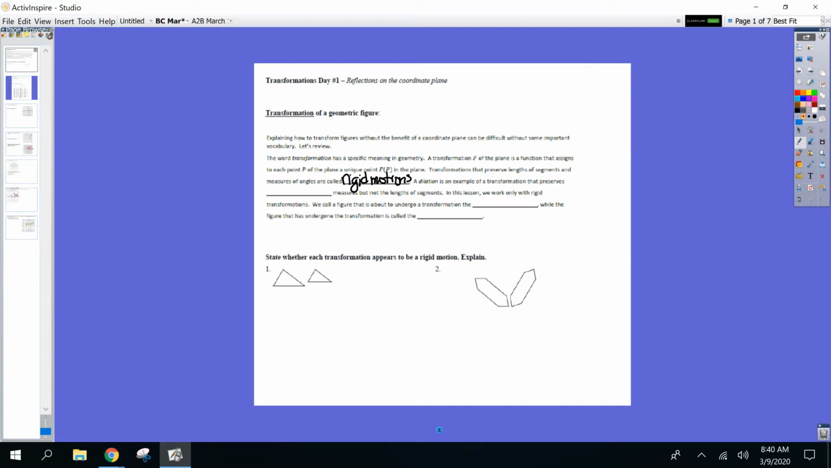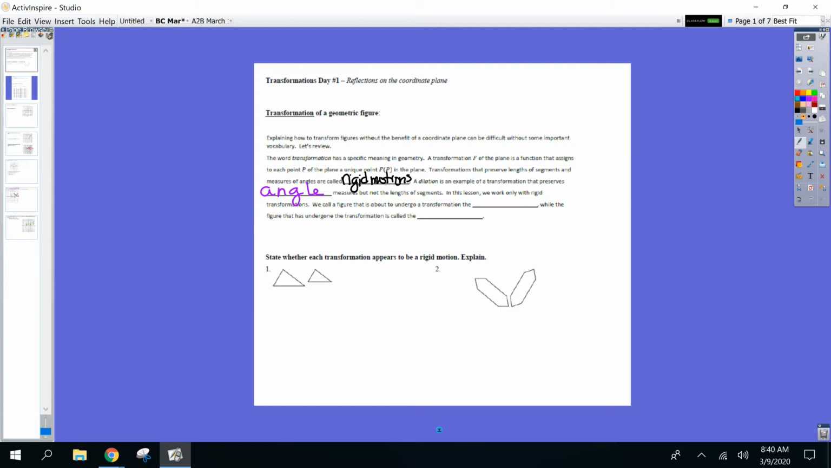You guys name 4 for me. How many of those 4 would be considered a rigid motion then? Translation, yep, that won't change anything. Rotation doesn't change anything. Reflection does not. The only one that would was dilation, which would change segment length, but not angle measure. So dilation preserves angle measures. All right.